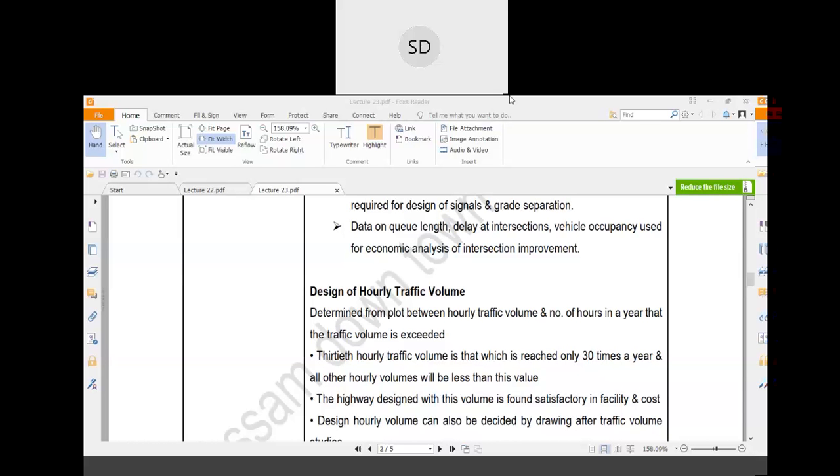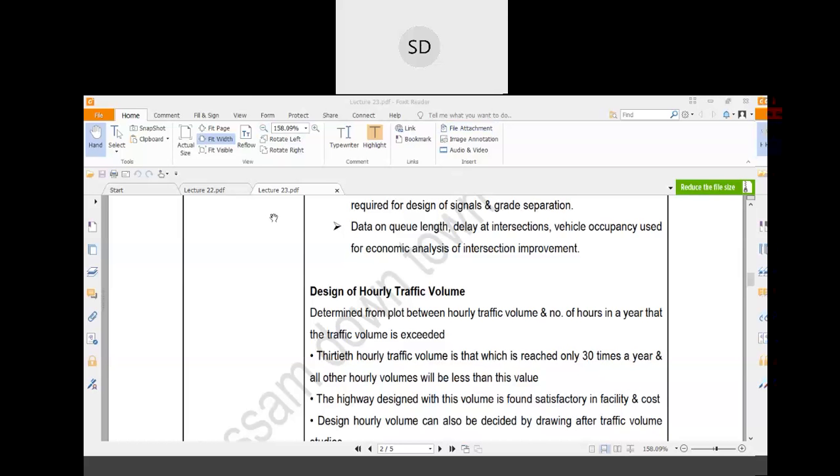After that, you will arrange this hourly traffic volume data in descending order. Descending order means the highest hourly traffic volume would be placed at number one, and the lowest traffic volume data would be placed in the last. So from the descending order data, you will get the 30th highest hourly volume data.